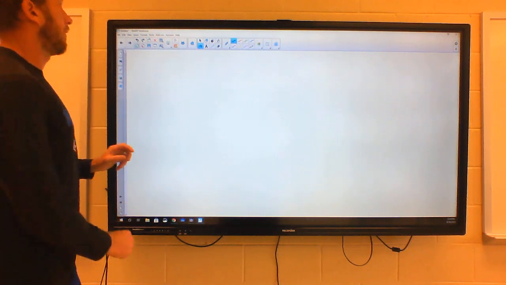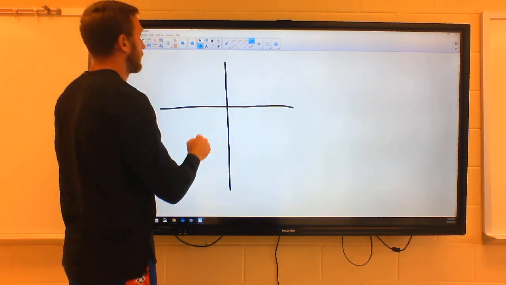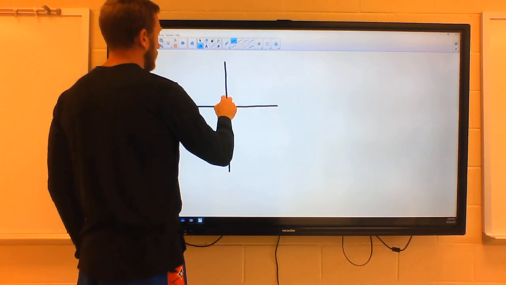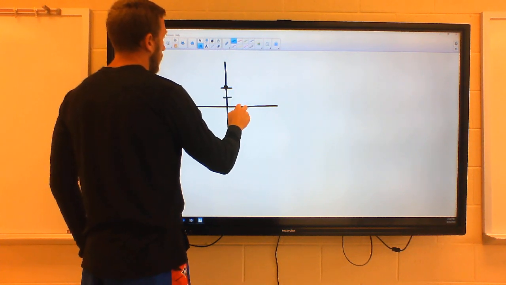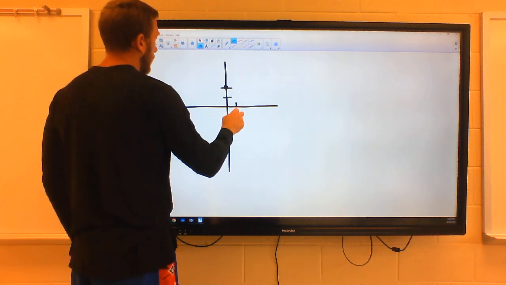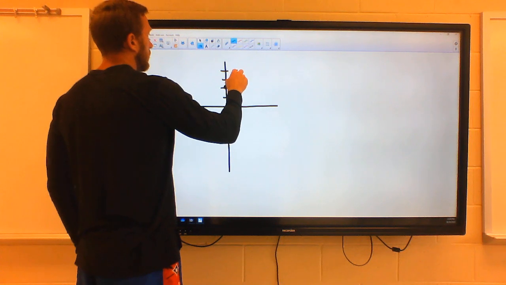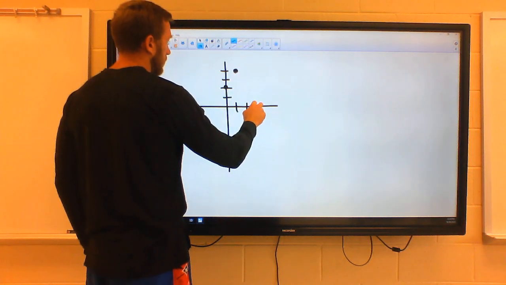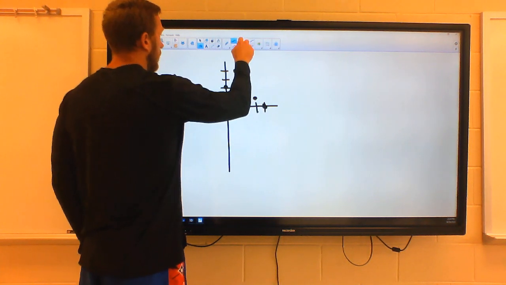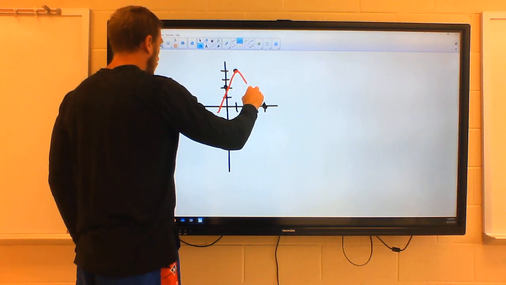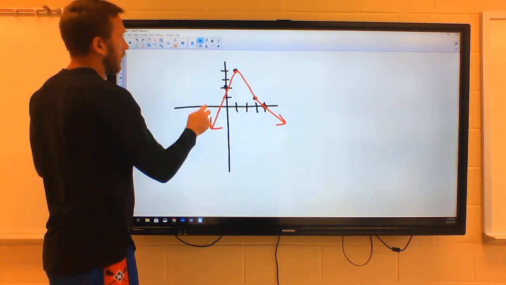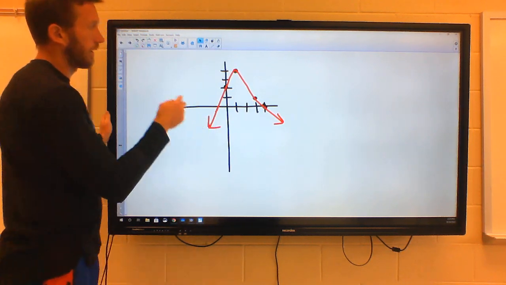Okay, final thing. What if we're given graphs? What if I'm given some function? I'm going to try really hard to draw this the way I want it to go. Okay, good. Hopefully you can see all of those points, okay?